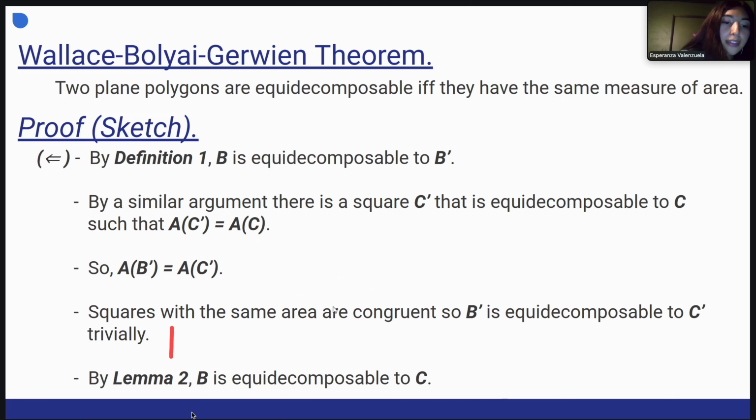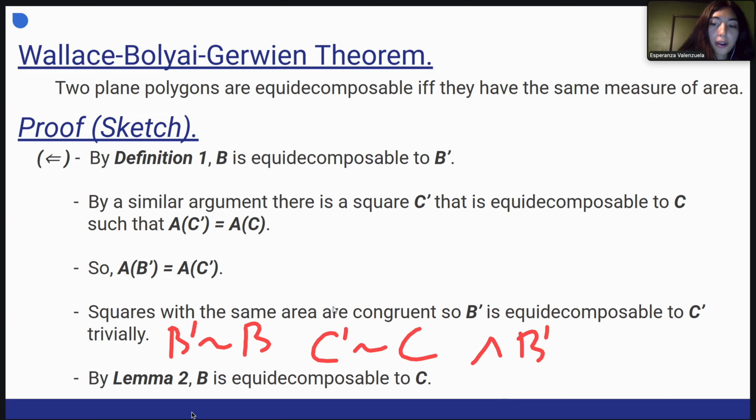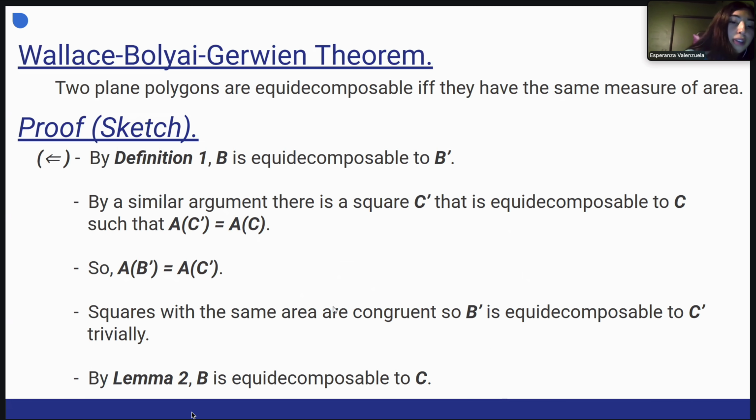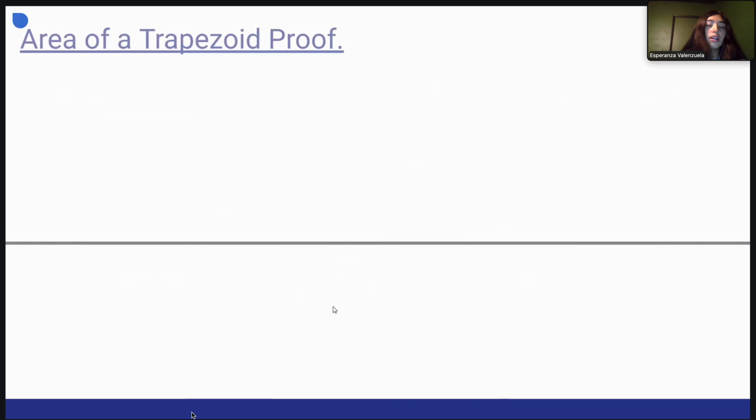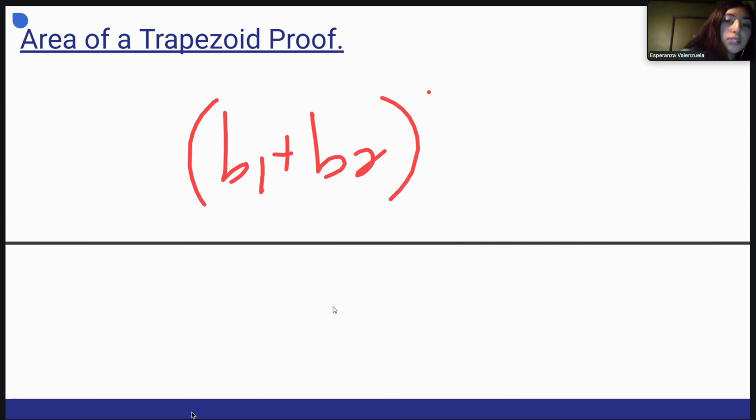So now we have that B prime is equal decomposable to B, and C prime is equal decomposable to C, and B prime is equal decomposable to C prime. So by transitivity, we know that B is equal decomposable to C, which concludes the backwards direction of our proof. Now we will prove that the area of a trapezoid is (b1 plus b2) times h over 2.